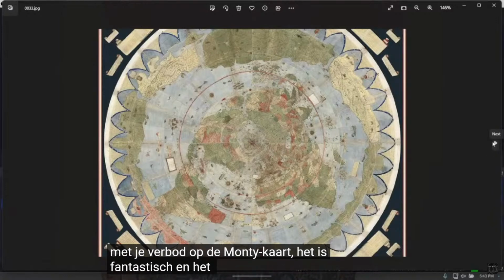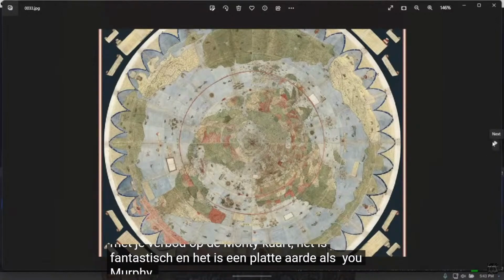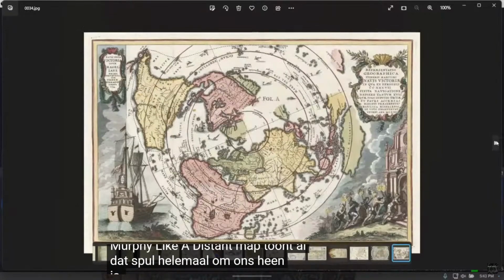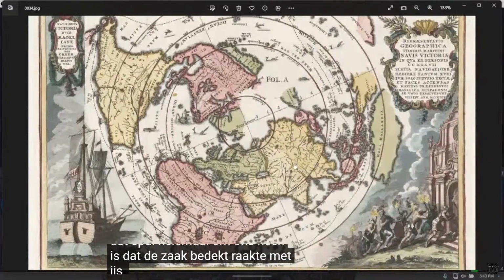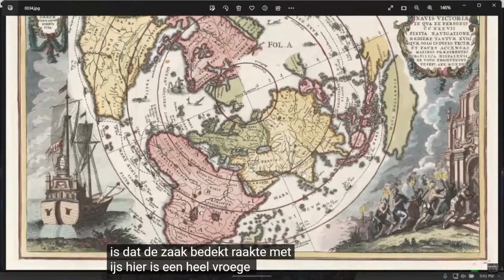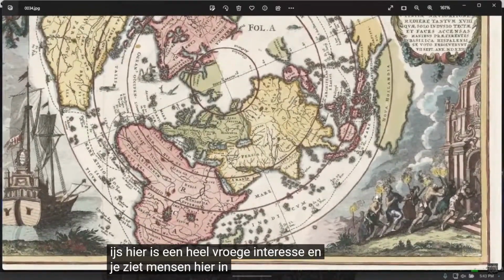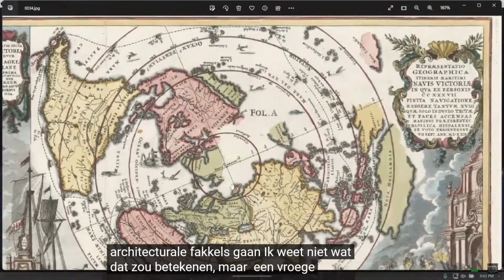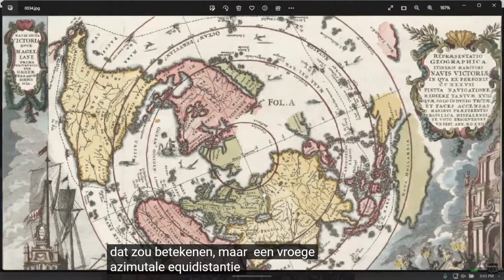It's fantastic. And it's a flat earth, azimuthal equidistant map. It shows all of that stuff all the way around us. Is that the case? Did it get covered in ice? Here's a really early one. Interesting, you see people here going into architecture with torches. I don't know what that would signify, but it's an early azimuthal equidistant.